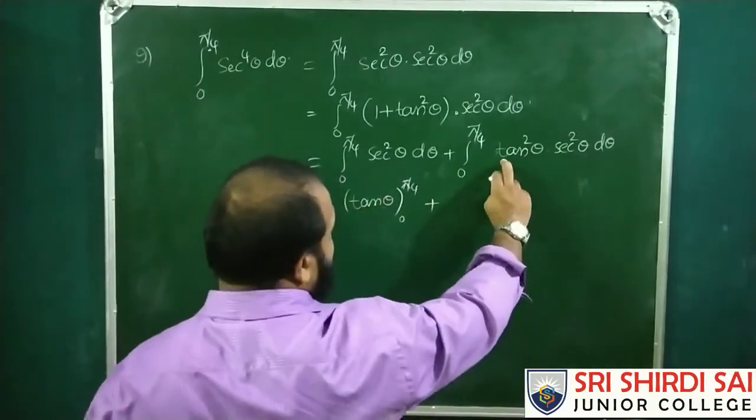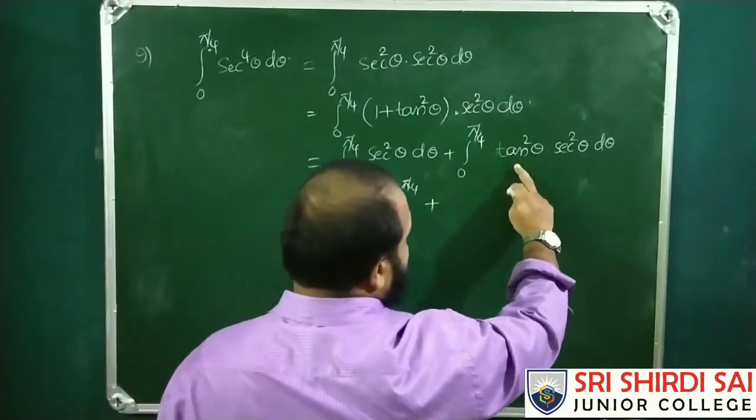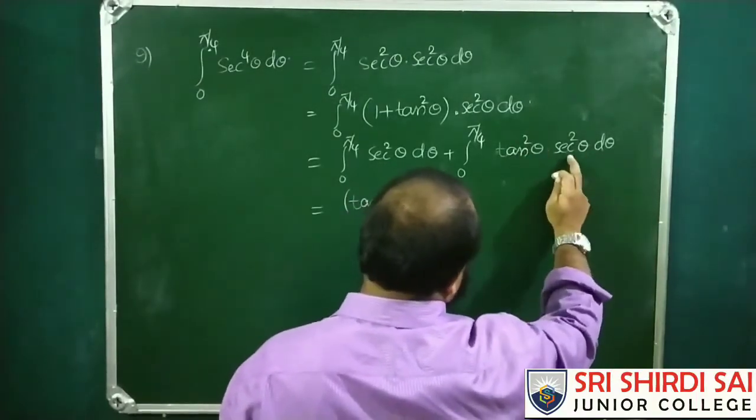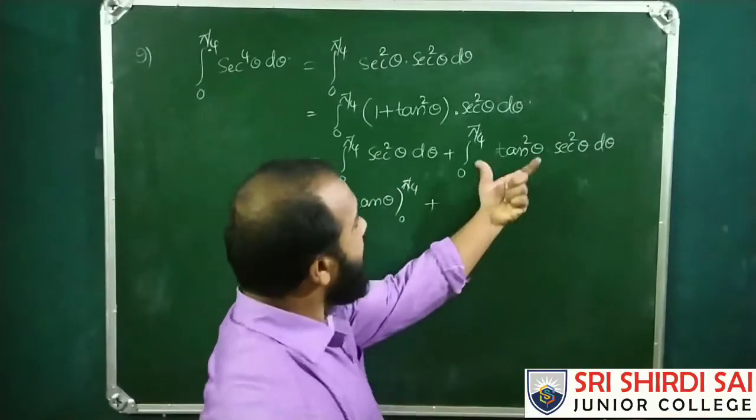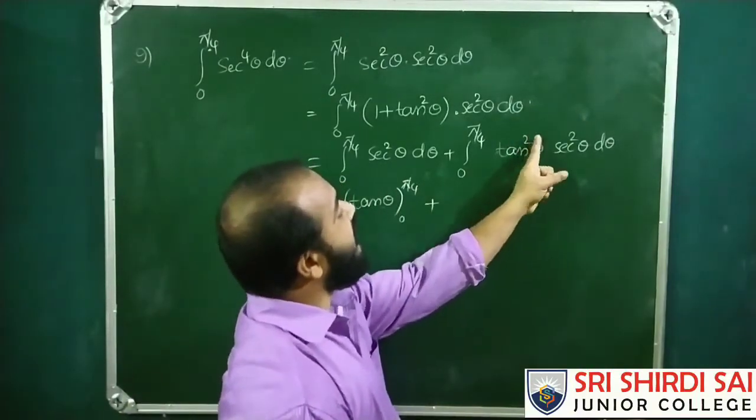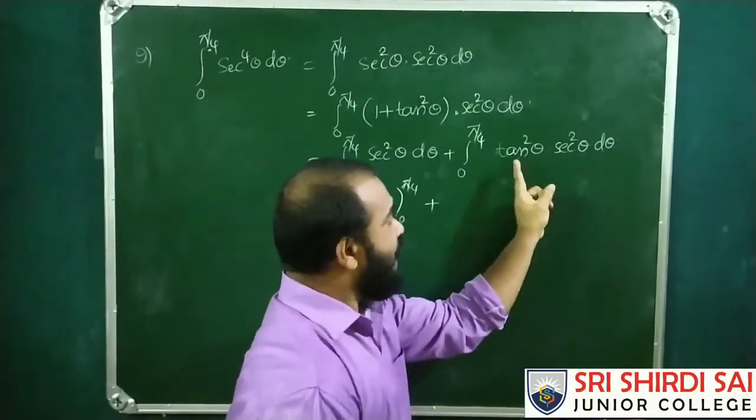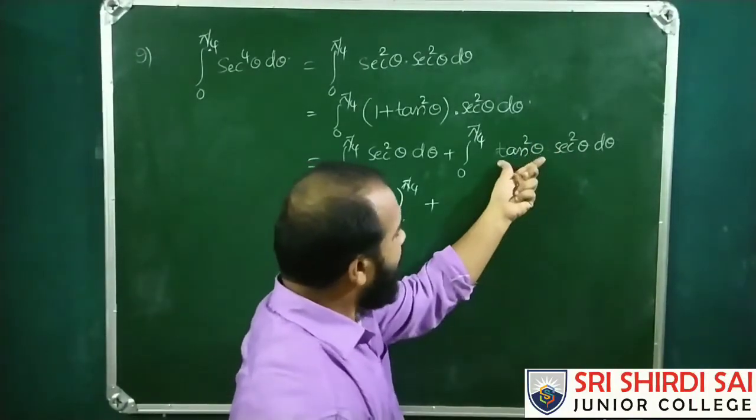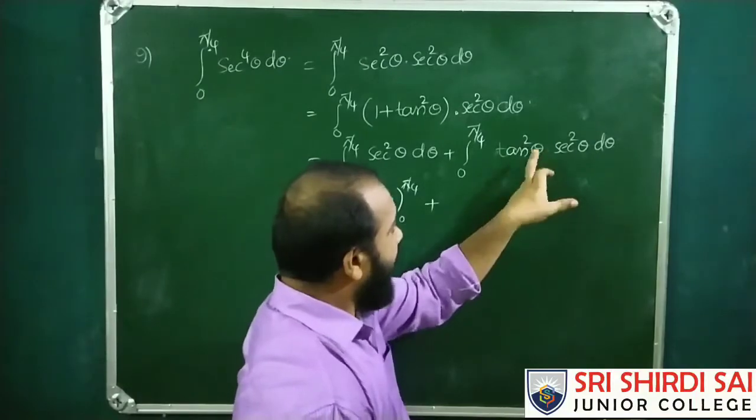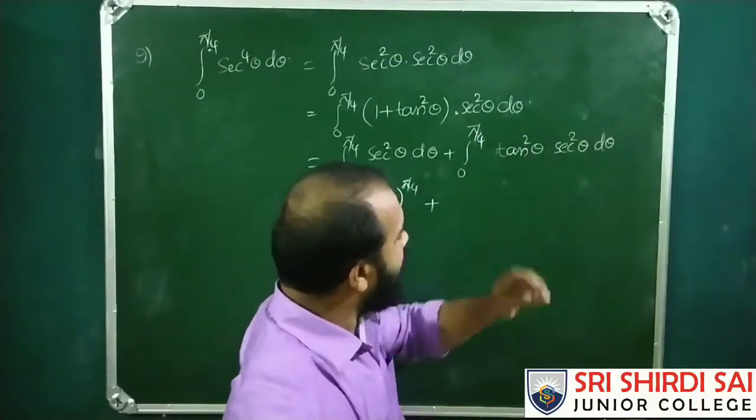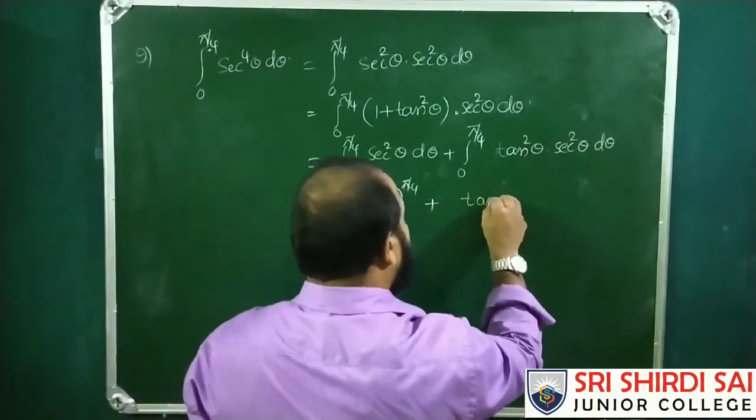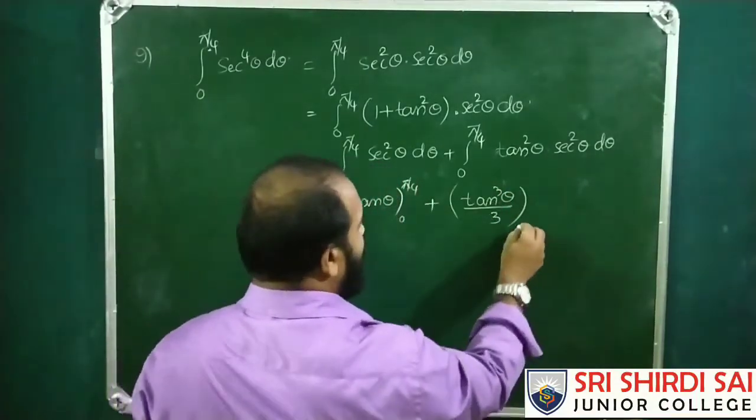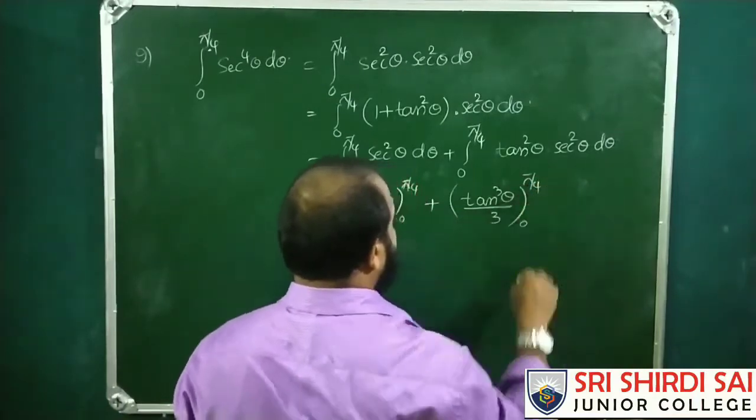So if I take tan theta as t, then tan theta whole square into tan theta derivative, secant square theta. It is of the form f of x whole power n into f dash x dx. F of x whole power n plus 1 by n plus 1, plus c. That means here f of x is tan theta, n is 2. So n plus 1 by n plus 1 means tan cube theta by 3. Process of integration is over. 0 to pi by 4 has to be written here.